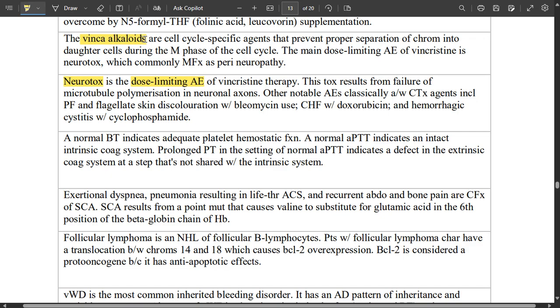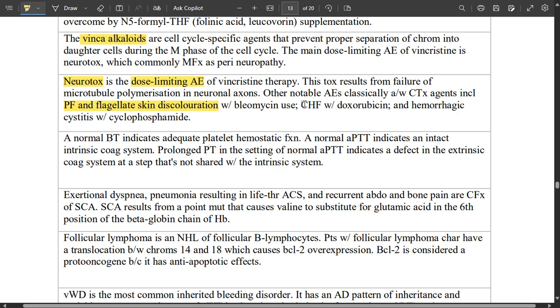Vincristine causes this toxicity from failure of microtubule polymerization in the neural axons. Other notable adverse effects classically associated with chemotherapeutic agents include pulmonary fibrosis and flagellate skin discoloration with bleomycin use.